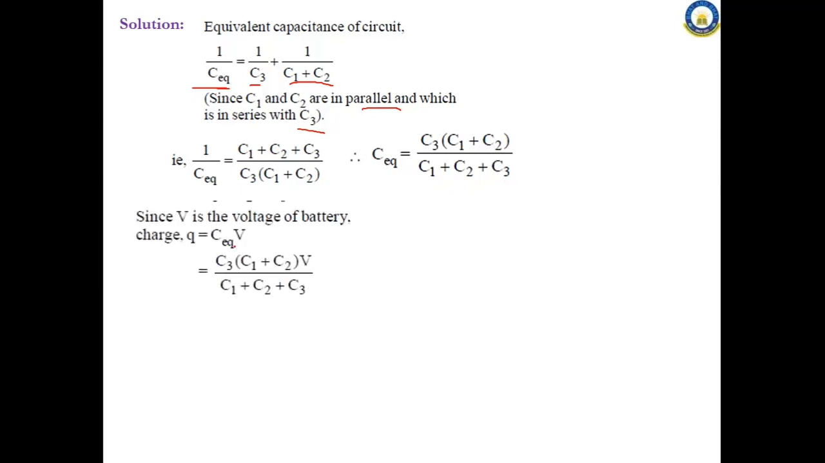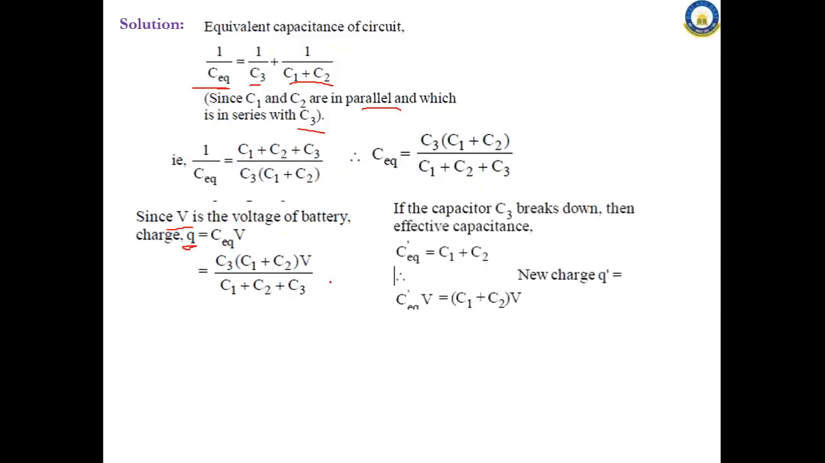Now this is connected to the voltage V of the battery. So what is the charge? The charge on the equivalent capacitor is Ceq into V, that is C3 into C1 plus C2 divided by C1 plus C2 plus C3, into V. This is the first part of the solution.